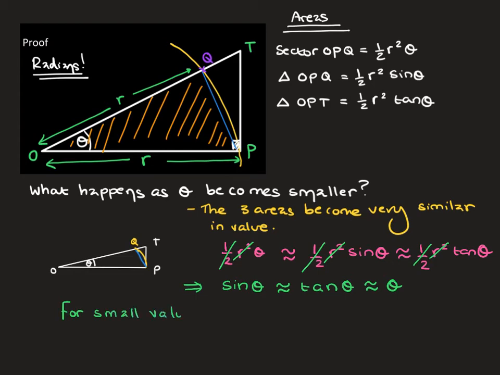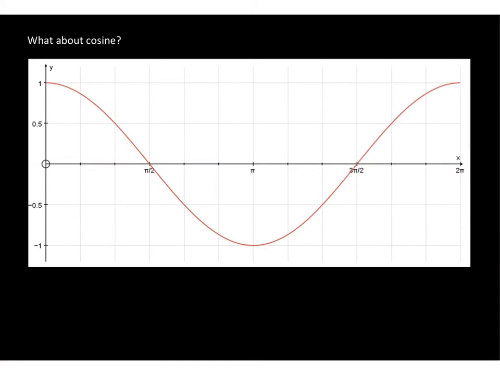And again, we will discuss specifically what we mean by a small value of theta more precisely a little bit later on. So now, having identified that sine theta and tan theta are approximately equal to theta for small values of theta, what about cosine? Let's have a look at the cosine function.